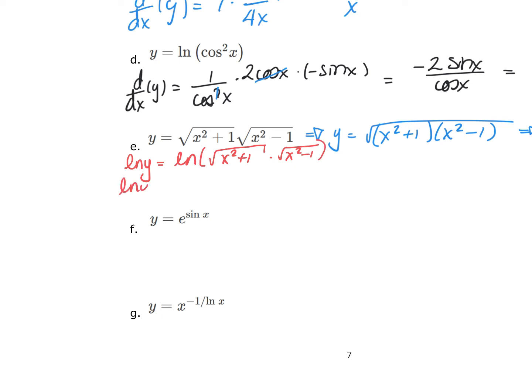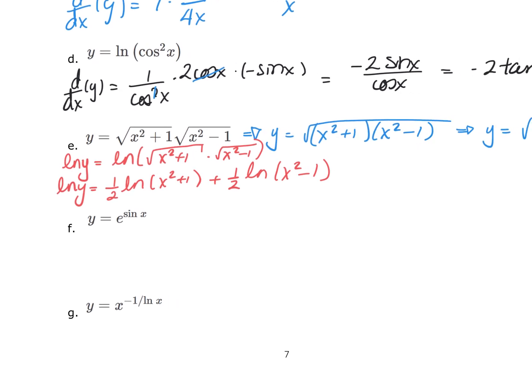So the natural log of y is equal to, well, because of the fact that this is a multiplication, this is a product, and it's x squared plus 1 raised to the 1/2 and x squared minus 1 raised to the 1/2, I can use two of the log rules that says this becomes 1/2 the natural log of x squared plus 1 plus 1/2 the natural log of x squared minus 1.